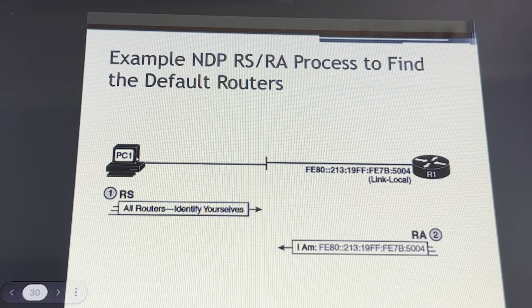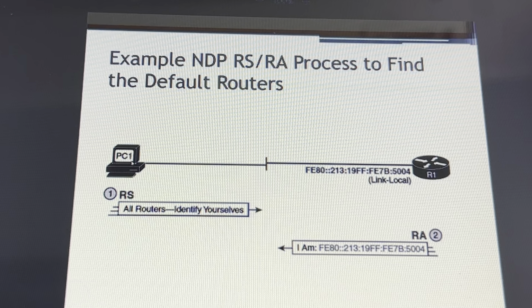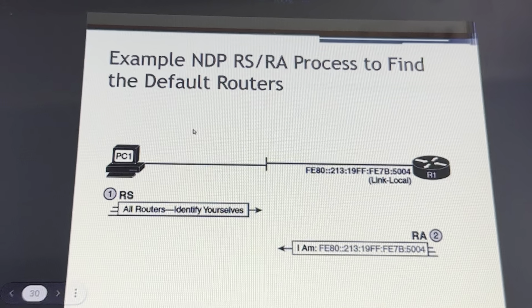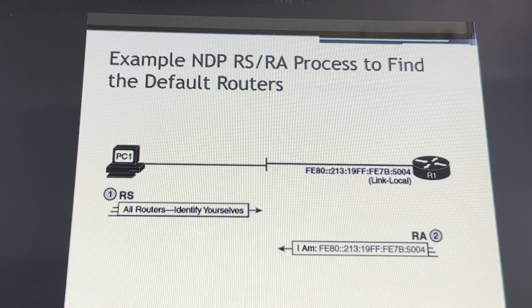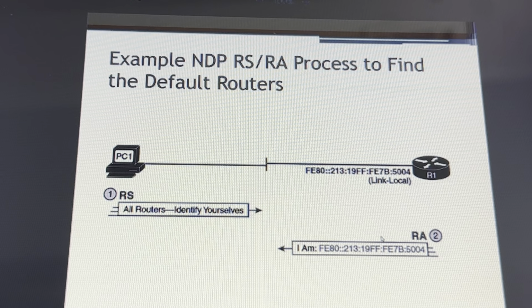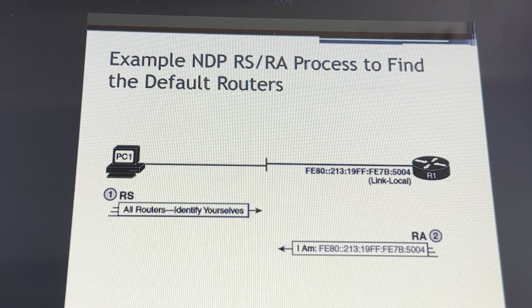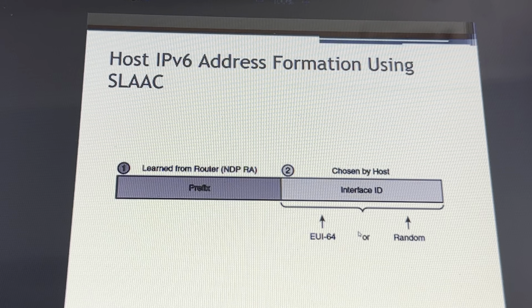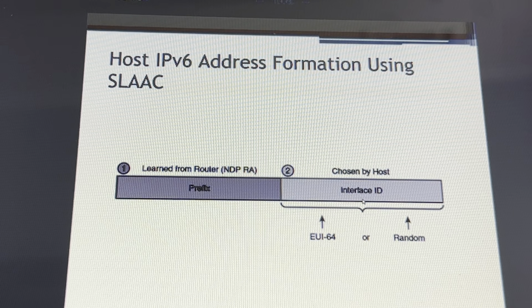The PCs will also use this process to determine what IP addresses they need. So they will use a router solicitation to determine what network they're on. So if there's a global unicast address on here, the router advertisement will go out with a global unicast address, and then this PC will know that it needs to assign itself an address in that same range. So it learns from the router the prefix, and then it either randomly or uses EUI-64 to assign itself the rest of the IP address.